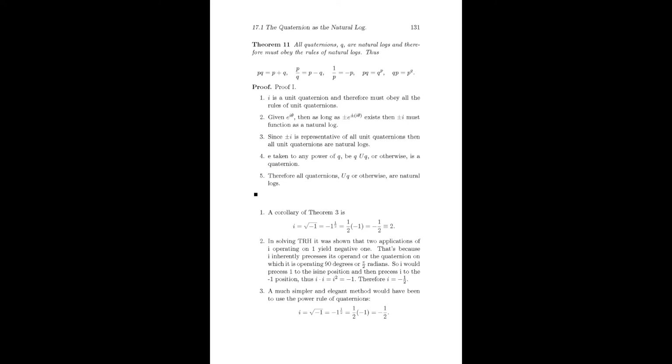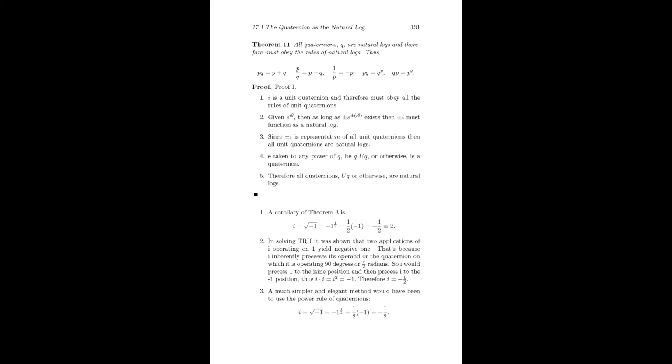As a corollary of that proof, we may state I is equal to the square root of -1, which equals -1 to the 1/2, which equals 1/2 times -1, which equals -1/2, which is equivalent to 2.